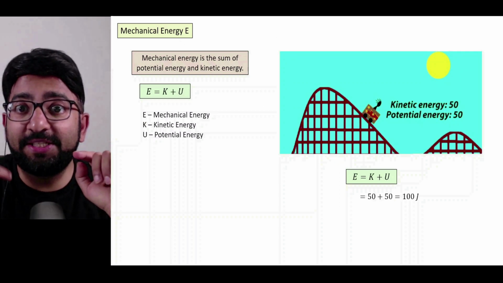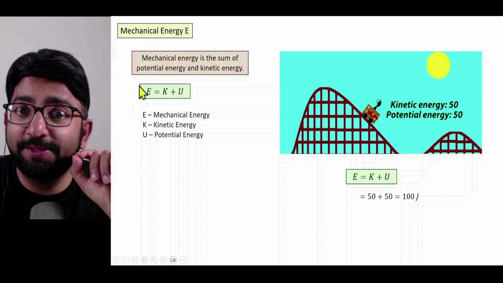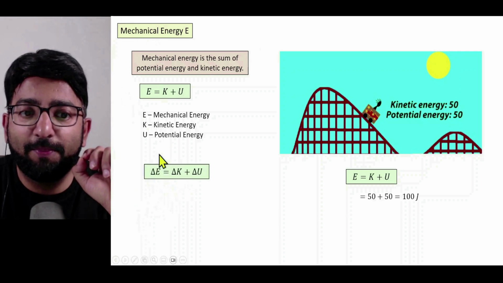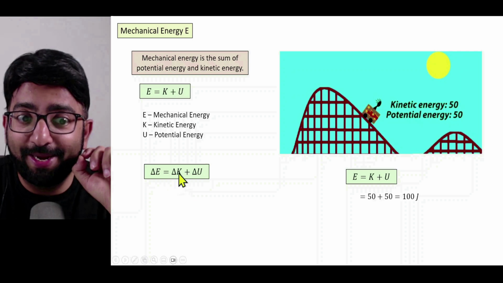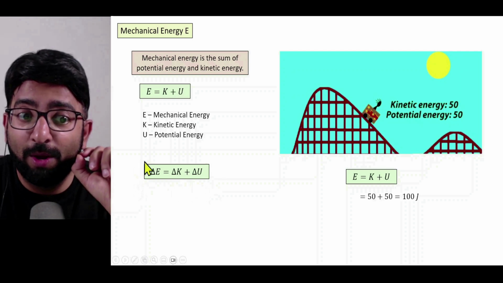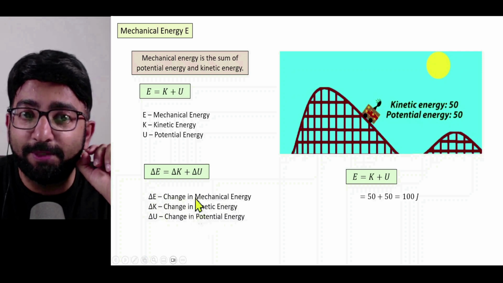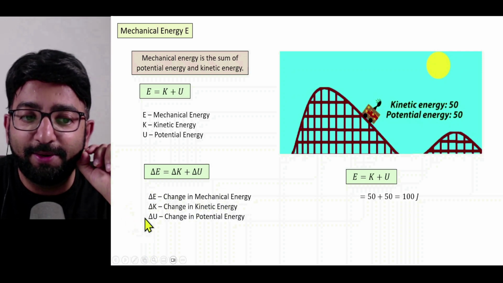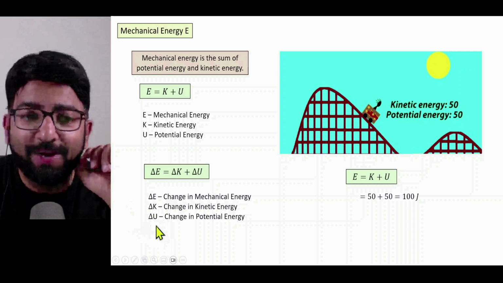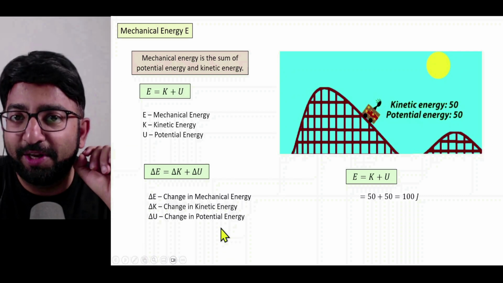Now, when it comes to the change in energies, the formula stays similar. So the formula becomes delta E is equal to delta K plus delta U, where delta stands for change. For example, delta E will be the change in mechanical energy. Similarly, delta K and delta U. So delta U will be the change in potential energy.